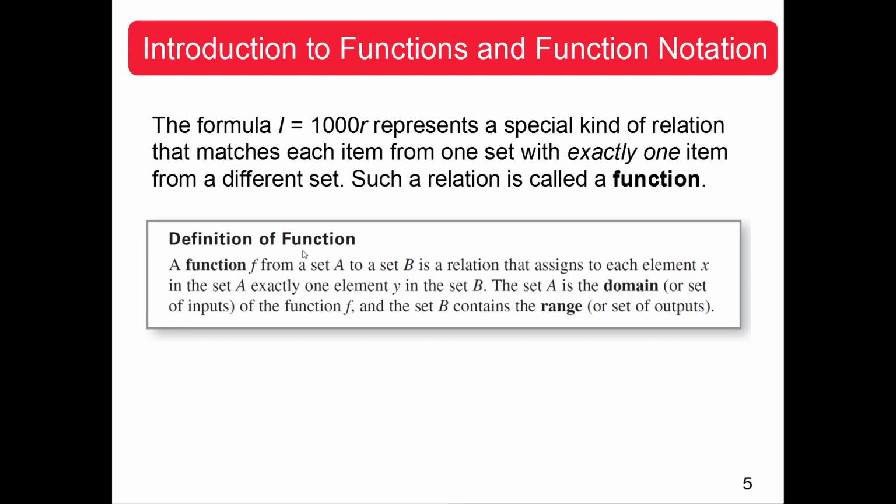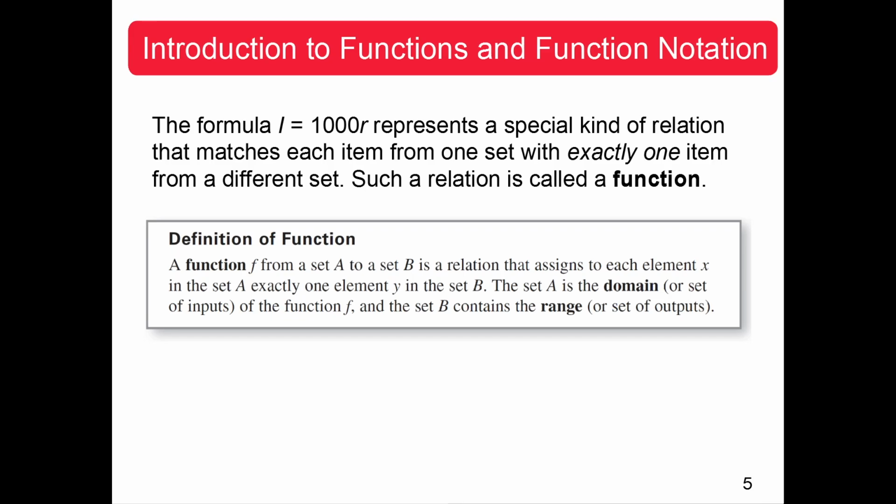A function f from a set A to a set B, so we're going with an implied direction, A to B, is a relation that assigns to each element x in the set A, so we're starting with elements in whatever A is. It can contain one thing, it can contain infinitely many things, but we're taking for each item, we're going to tie it to exactly one element y in set B.